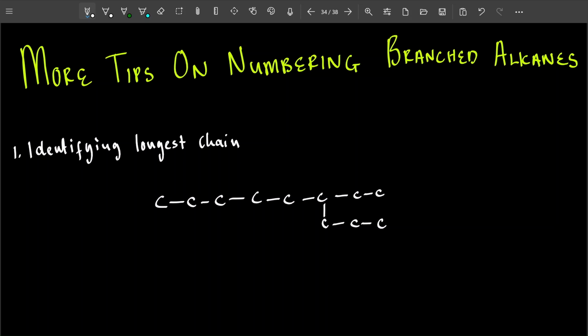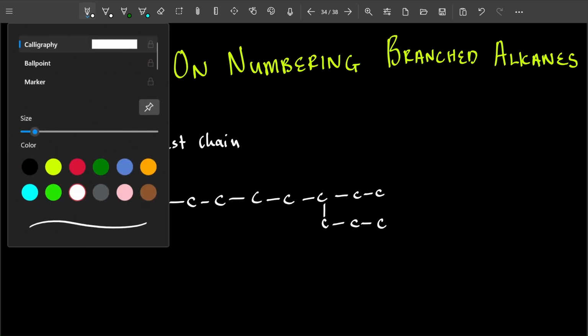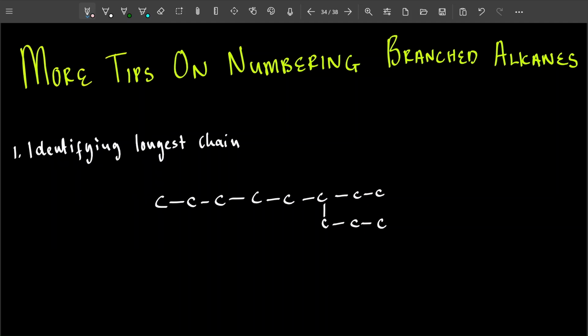So now how would we identify the longest branch? You just look for the longest continuous carbon chain. I would come here where I have a carbon that is linking everybody. And from here, I'm going to pick two sides that have the most carbons, and I'll be done. That's all I got to do. Pick two sides that have the most carbons.